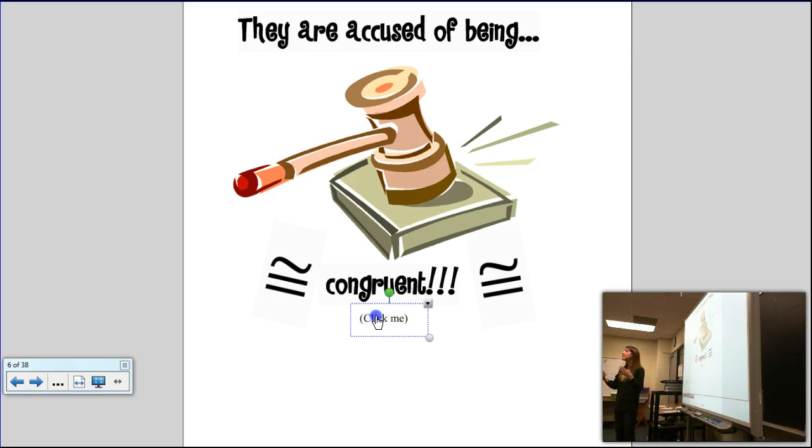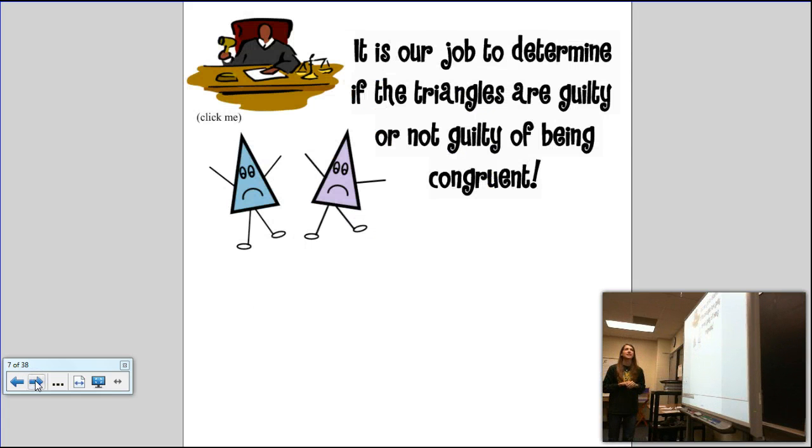Okay. So in those shows, when someone's accused of being guilty of something, what happens next? You gotta prove it. And how do you prove it? What do they go and gather? Evidence. So today is all about gathering evidence. It's our job to determine, are those triangles really guilty or not guilty? Are they really congruent or not congruent?